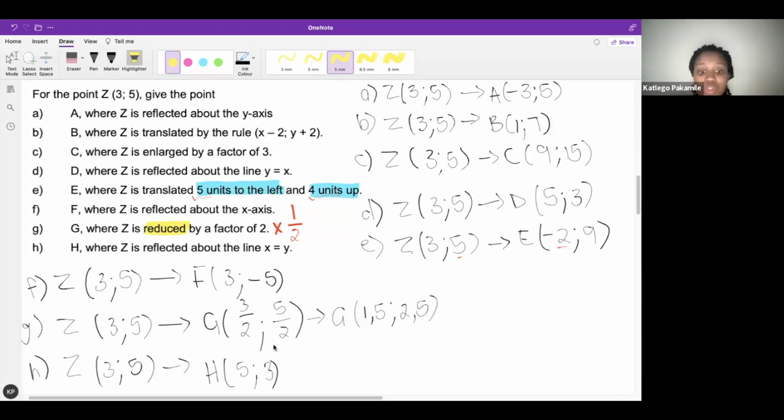So some of you guys wanted to leave it as a fraction. It will just be 3 over 2 because you can't simplify it, and 5 over 2. Or if you take your calculator and you say 3 divided by 2, you're going to get 1.5. And 5 divided by 2 is 2,5. Okay, I hope I've helped you.